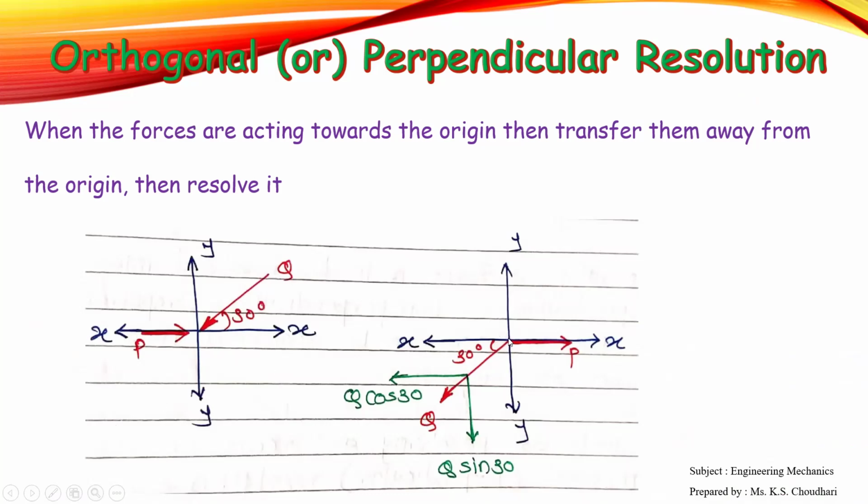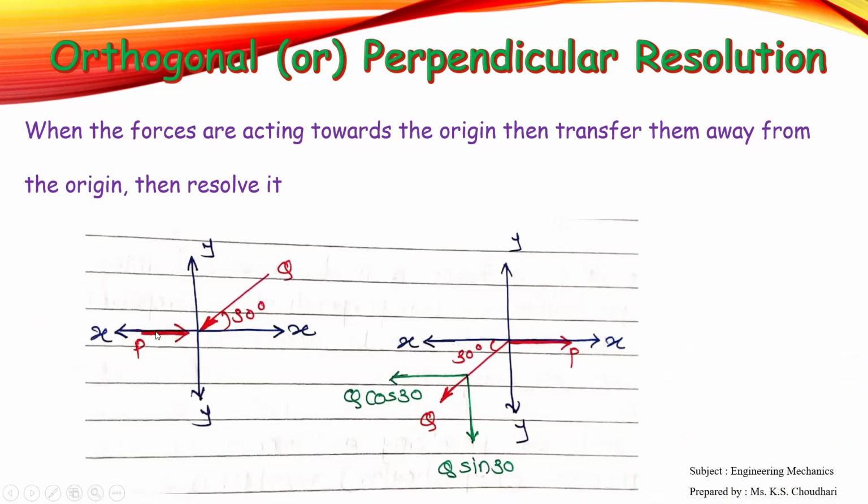If I extend this line here, we know that angle theta here is 30 degrees. So its opposite angle is also equal to this value. So 30 degrees is here. This makes the 30 degrees with the horizontal component. So we are taking Q cos 30 as the horizontal component and Q sin 30 as the vertical component.